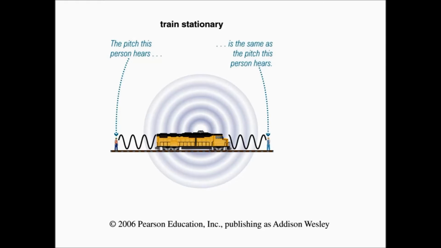If a train is stationary, if it's at rest, then it sends out sound waves in all directions, right, with the same wavelength. And so we get a wavelength in the backward direction that's the same as the wavelength in the forward direction. And so each observer in front of and behind the train hears the same frequency. This is different than what happened when the fire truck in the last picture was moving.